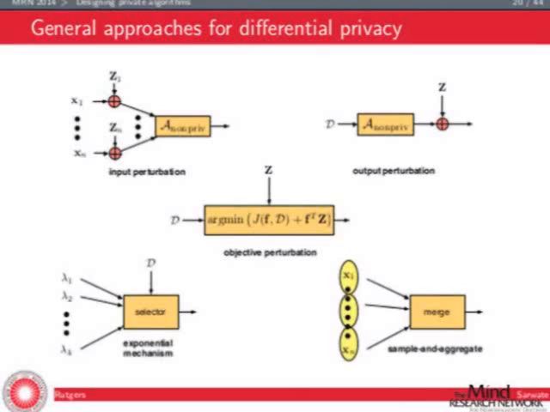There's also sample and aggregate, where I subsample my data and then do some kind of merging operation, and that's kind of like bootstrapping in statistics.